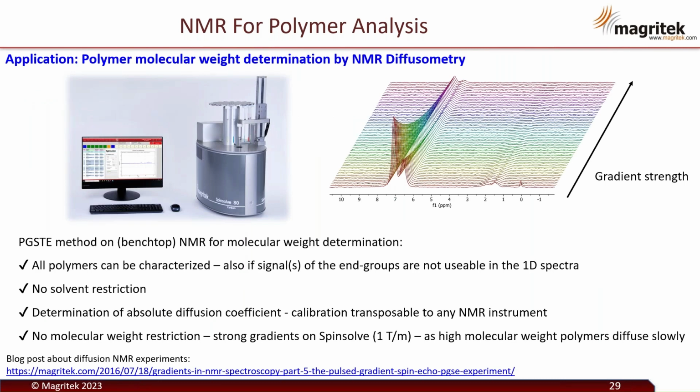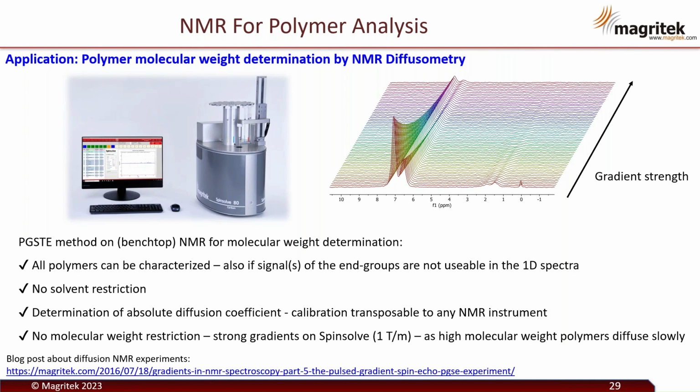Here we've used the PGSTE method on our benchtop NMRs for molecular weight determination. One thing to note here is all polymers can be characterized with this technique. If there are no signals available for the in-group, this technique really doesn't use the in-group signals to characterize anything. So therefore, we'll use NMR diffusometry to determine molecular weight. There are no solvent restrictions. Traditionally speaking, if you have a solvent that is able to dissolve a polymer into solution, that can be used on NMR to measure your molecular weight.